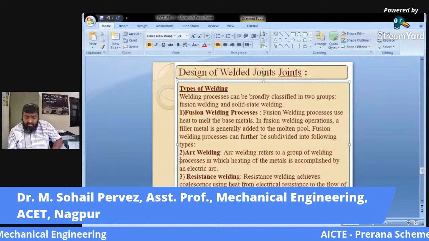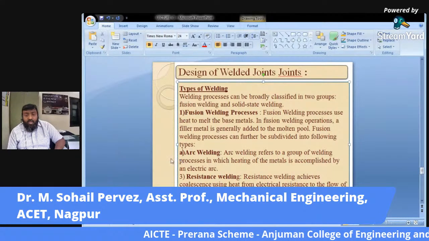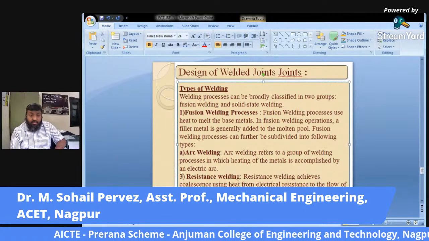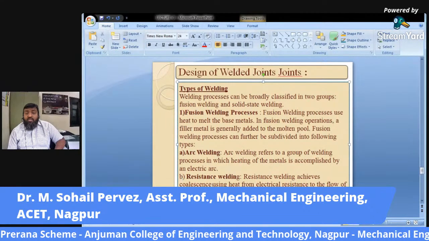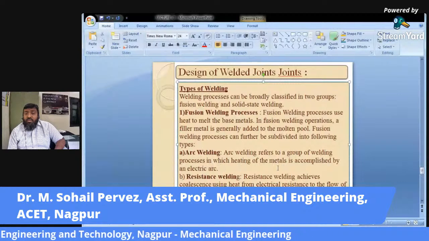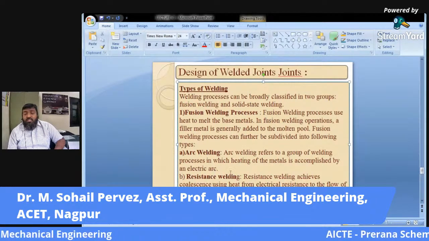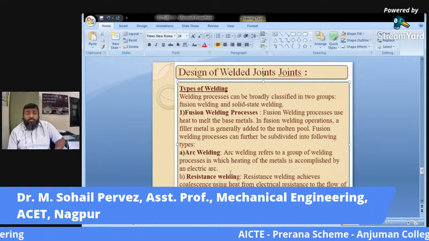So fusion welding may be subclassified as, A, arc welding. So this is arc welding. Now, what is arc welding? Arc welding refers to a group of welding processes in which heating of metal is accomplished by an electric arc. That's why we used to call it general arc welding.